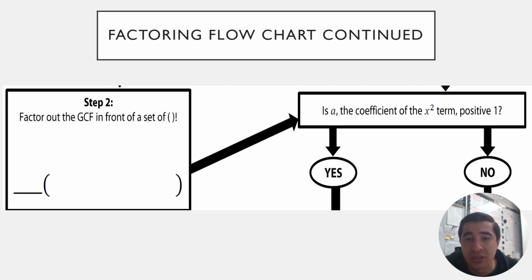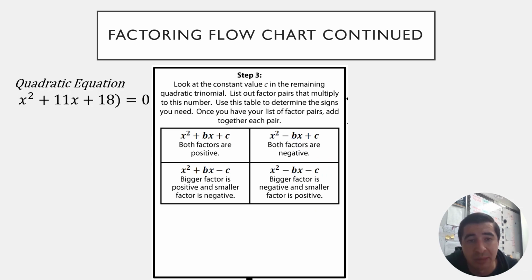And then the question is, is the coefficient of the x squared term positive 1? In which case, it is. So I can go straight down to step 3. And again, my equation that I have is x squared plus 11x plus 18. Go ahead and circle which one of the 4 boxes represents our quadratic equation.